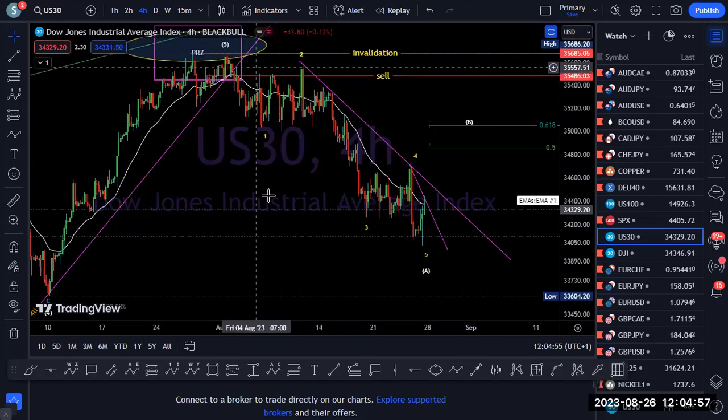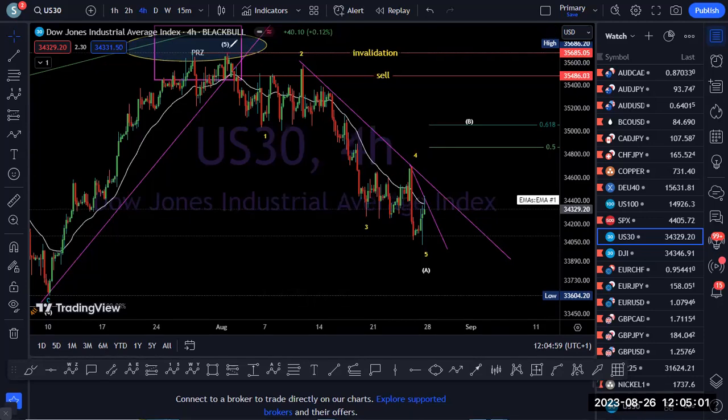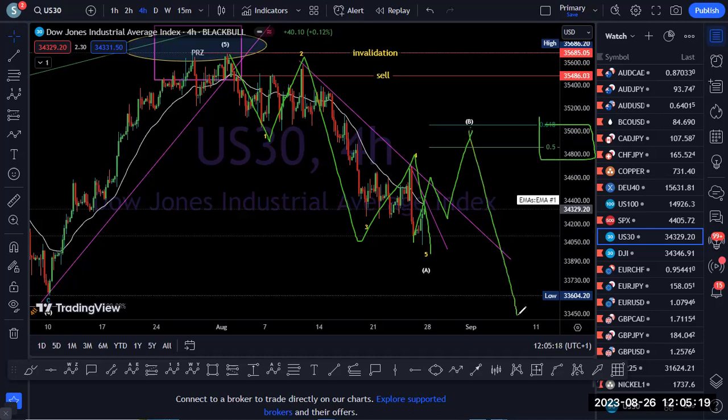This is wave 1, 2, 3, 4, 5. This is a perfect wave count. 1, 2, 3, 4, 5. Then look for A, B, C. So I'm looking for a sell above, around this zone, 35,000, 34,800. From this zone, I look for a sell. Simple.